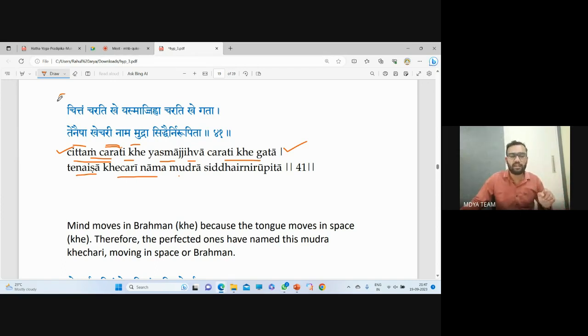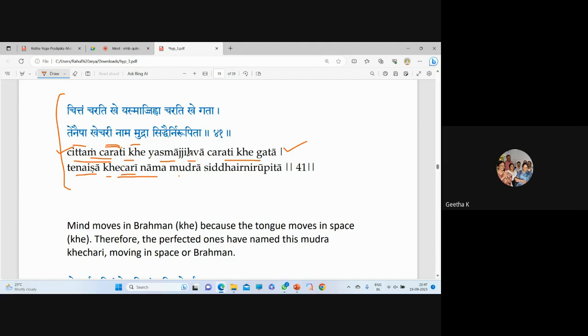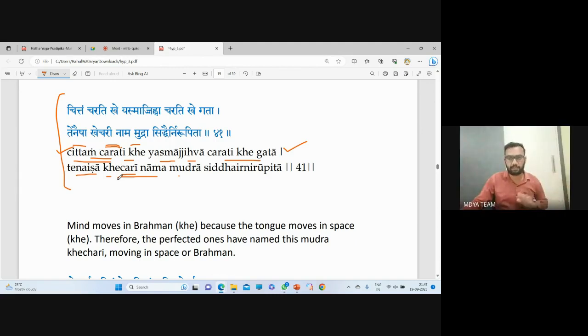Now why is this exercise named Khechari? Khe meaning sky and chari meaning moving. The mind is moving in the sky, meaning totally free. That's why this exercise is named Khechari. Is it clear why its name is Khechari? Please confirm. Yes, sir. Khe means sky and chari means moving. Mind is moving in the sky, completely free from thought. That's why it is Khechari Mudra.